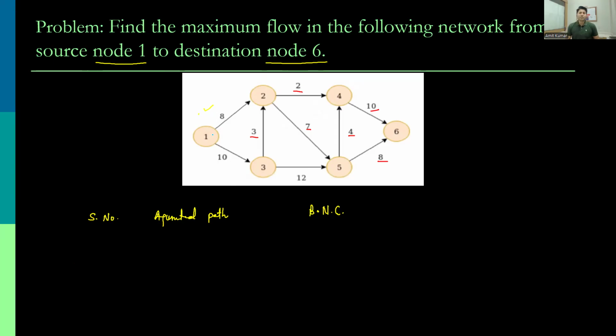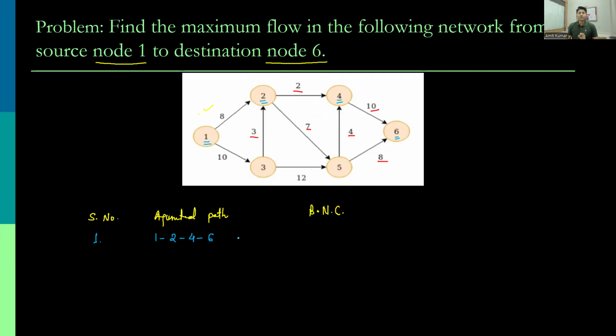Like the first augmented path I am making, we are starting from vertex 1, then moving to 2, then moving to 4, then moving to 6. Yes, we are following the direction. So the first augmented path that I'm writing is 1 to 2 to 4 to 6. Do remember, it does not matter which augmented path you take first and which you take last.